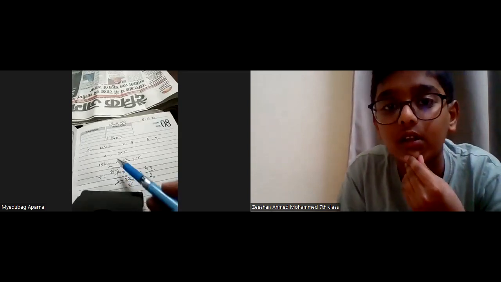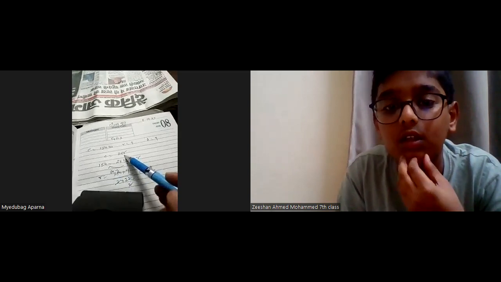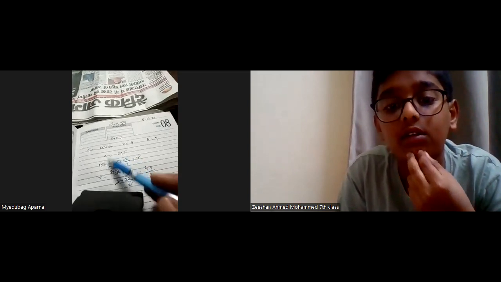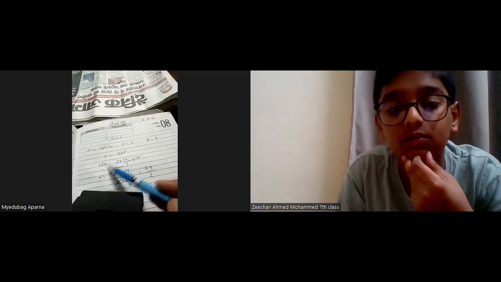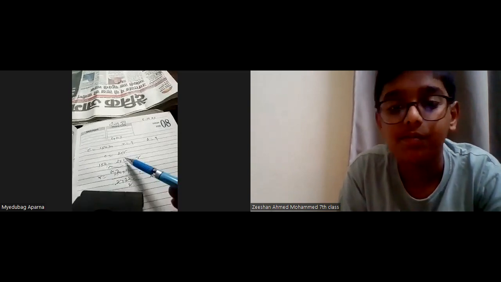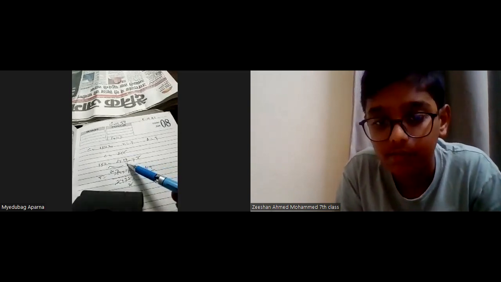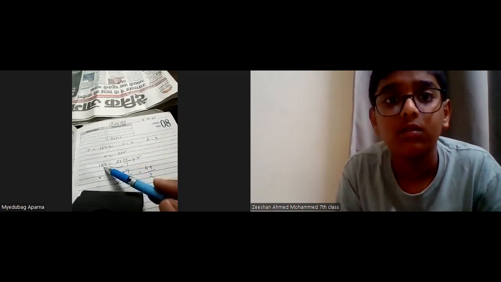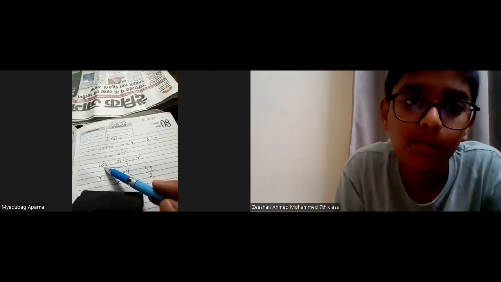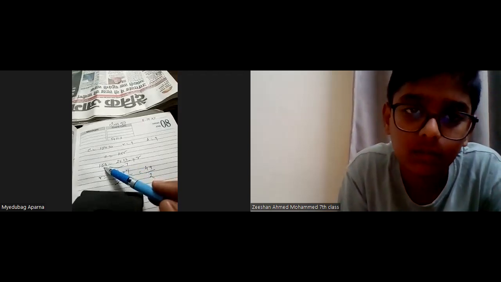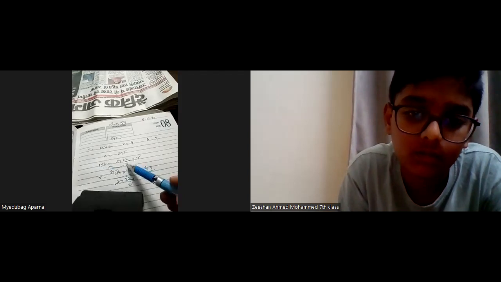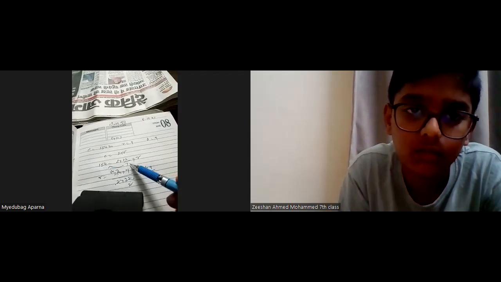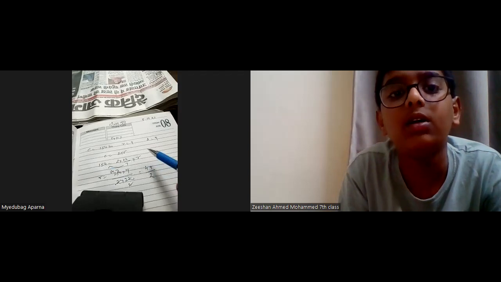Your formula, you know that C equals 2 pi r. C value you kept 154, 2 into 22 upon 7 into r. This is in the denominator. When you are bringing it to the other side, it will come in the numerator. Whenever we bring things to the other side, the sign will be changed. Divide will be multiply, multiply will be divide, plus will be minus, and minus will be plus.